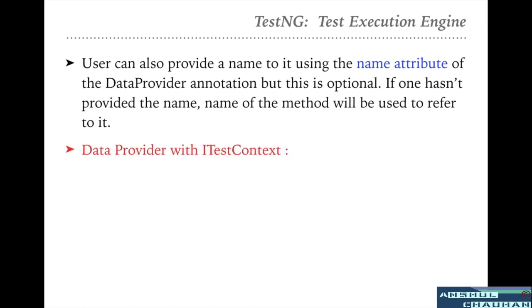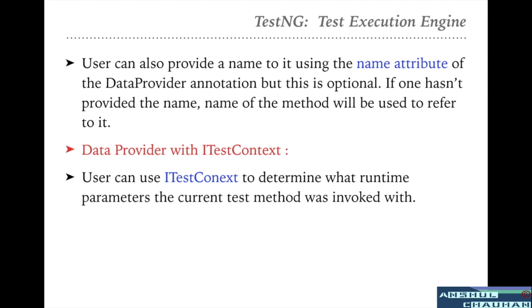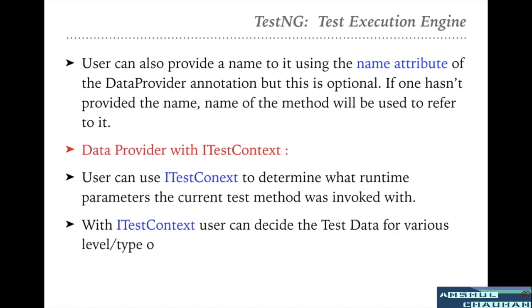Now let's move further. Now this is another important point of data provider, which is using the data provider with ITestContext, right? First we will try to understand what ITestContext is. The user can use ITestContext to determine what runtime parameters the current test method was invoked with. It means ITestContext is used to determine what kind of parameters the test is using, and on the basis of these parameters we can pass the data set to that particular test case.